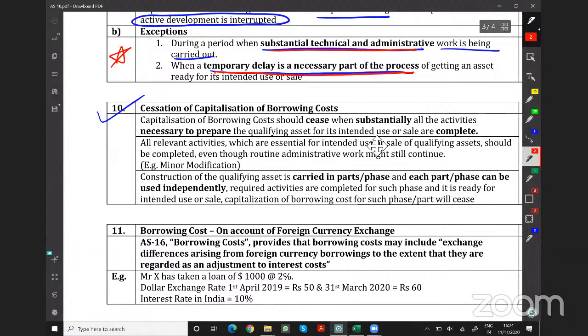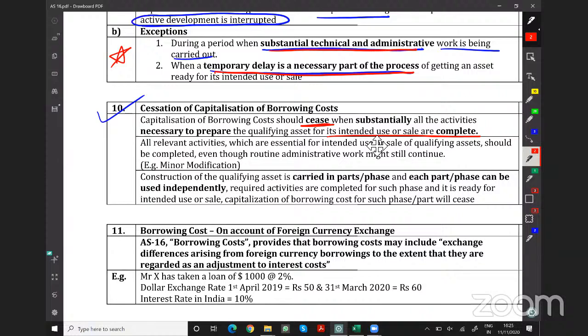The last one is your end date or your cessation date. Cessation of capitalization of borrowing cost. Capitalization of borrowing cost should be ceased when substantially all the activities necessary to prepare the qualifying asset for its intended use or sale are completed. Sir, my building is completed. After completion of the building, you should not capitalize the cost.